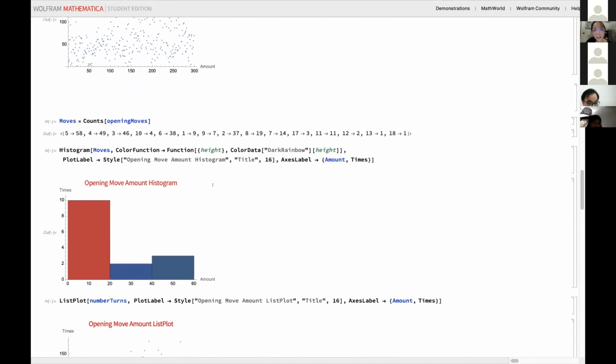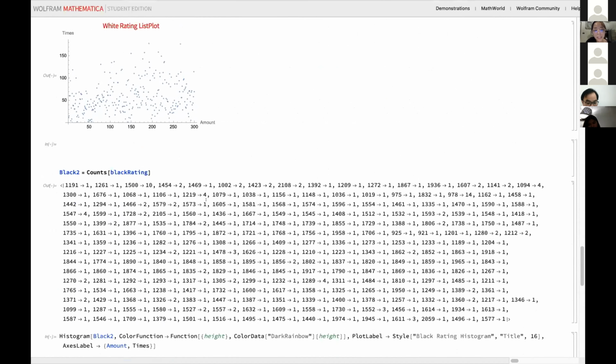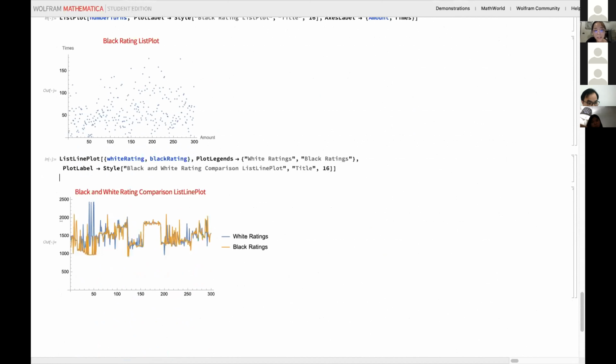I did the same with other things like opening moves, and in the end I showed the differences between the two colors with a list line plot, and that's it for now.